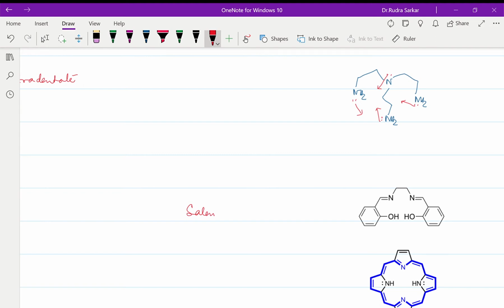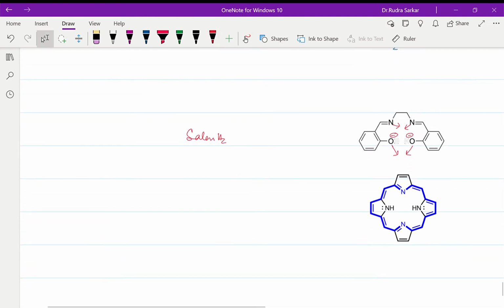Over here, this is silane H2. If you remove this H from here, suppose I remove this H from here and I make this a negative charge, I make this negative, this negative, so this is di-negative, and here this is another donor point and that is another donor point. In case of this one, this is called a porphyrin.